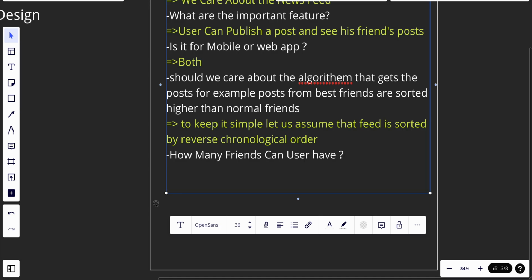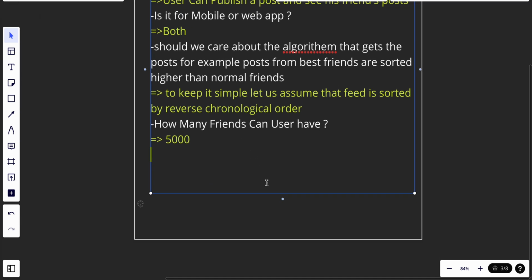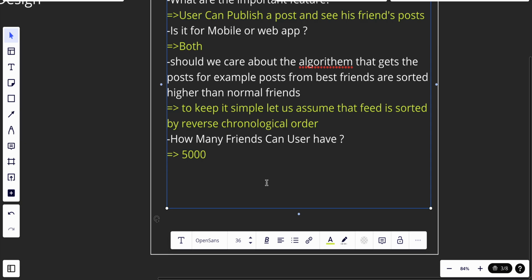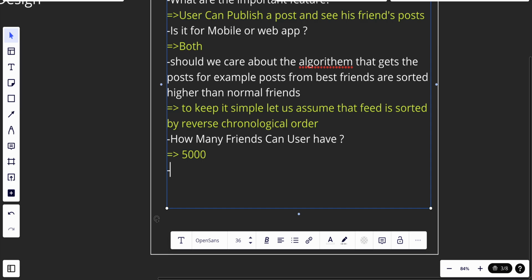I don't know why it makes a lot of things all uppercase. Anyway, let's say maybe yeah, it's 5,000. I would say, what is the traffic volume? How many daily active users do we have? The same sentences mean the same thing.